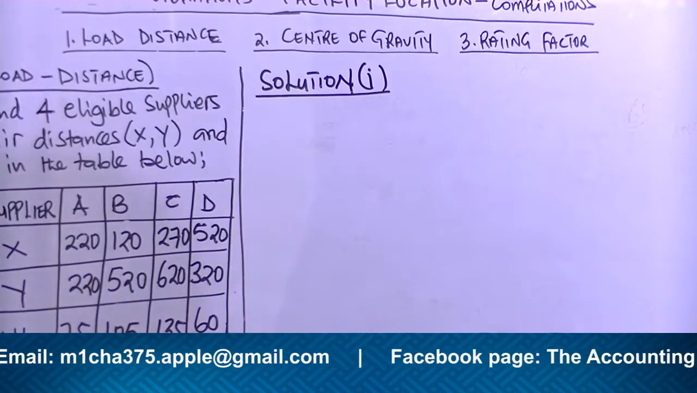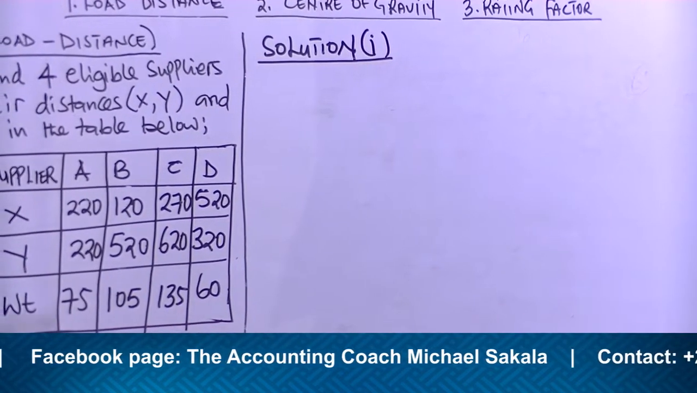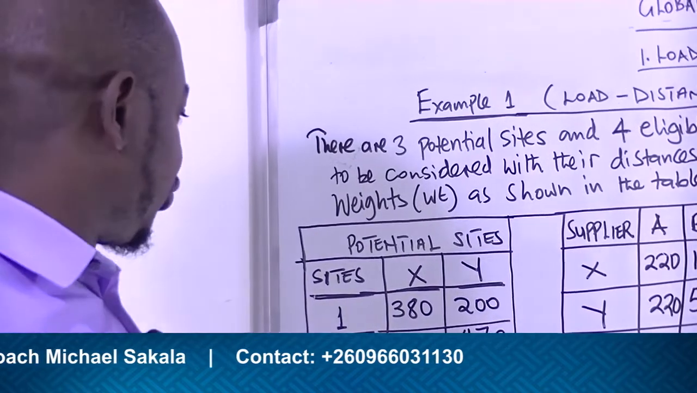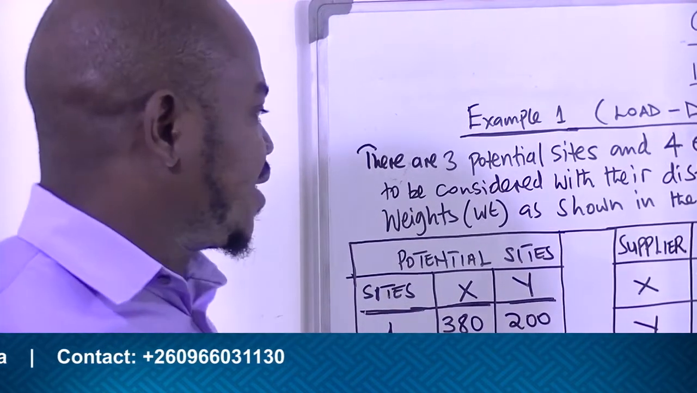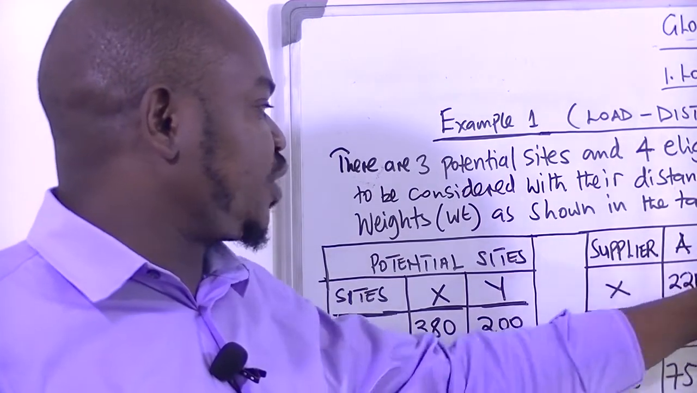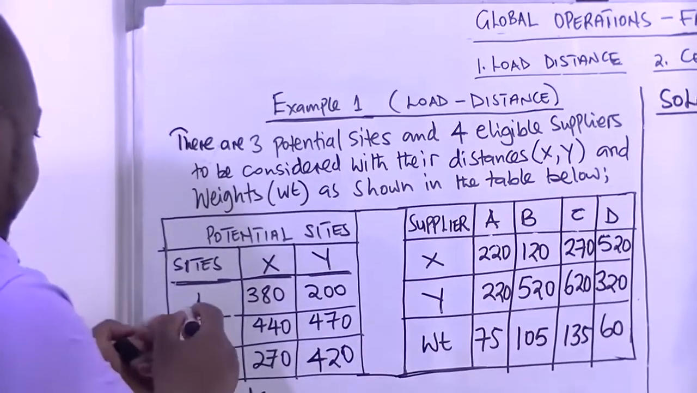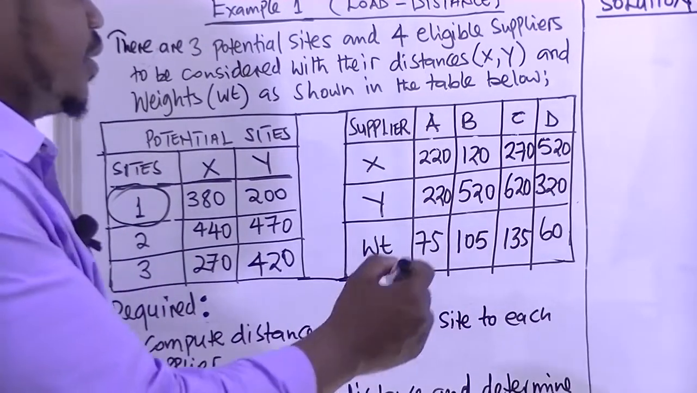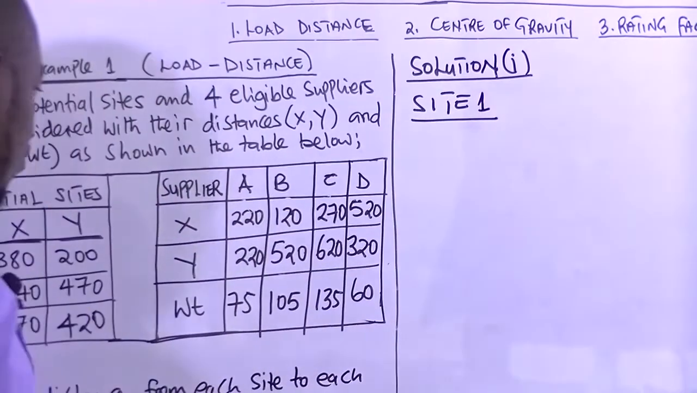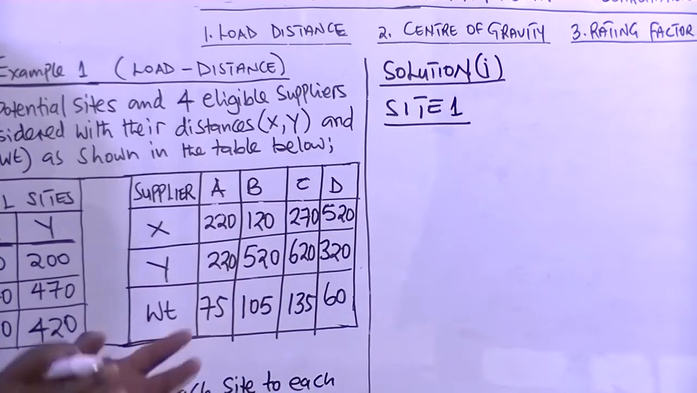So basically, I am computing the distance from each site to each supplier. The best way of tackling this question is for you to understand that you've got three sites, and each one of these three sites is going to deal with the four eligible suppliers, which are A, B, C, and D. Therefore, I'll start with site one. All right, let's move to the other side of the board. So there you are, site one. Meaning site one will deal with supplier A, supplier B, supplier C, and supplier D.